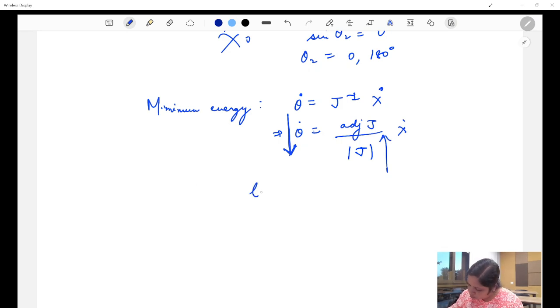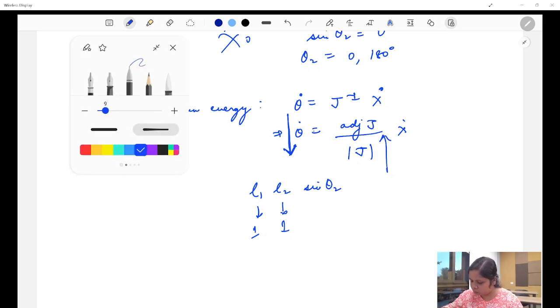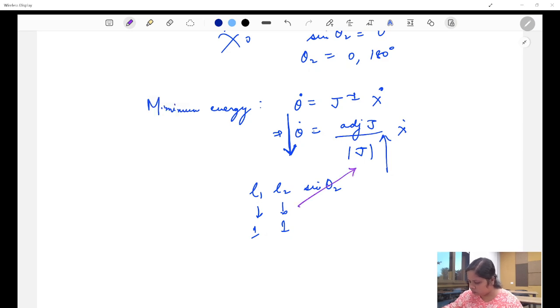And my determinant was L1 L2 sine theta 2. Let's say I take this to be 1, I take this to be 1, and then sine theta 2 should be maximized. What is the maximum value of sine theta 2? It can just go to 1. 1 is the maximum value. And when does it achieve 1? It achieves 1 at theta 2 equal to 90 degrees or 270 degrees.